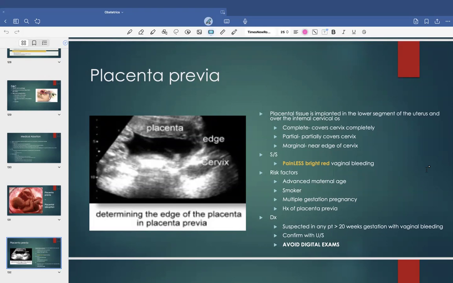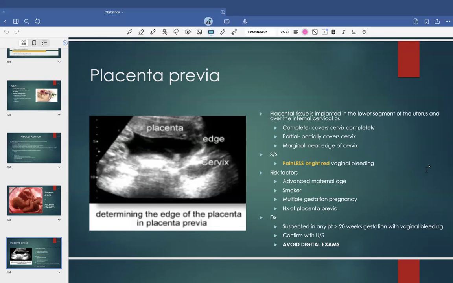All right, so placenta previa. Most often the placenta attaches to the top, side, front, or back of the uterus. In placenta previa, the tissue is implanted in the lower segment of the uterus and over the internal cervical os. So it's not where it's supposed to be, and we'll see a picture of that in the next slide. When this happens, it may block the cervix partially or completely. This is the leading cause of third trimester bleeding, but can occur earlier in pregnancy.